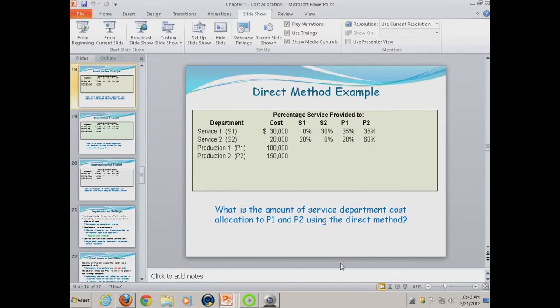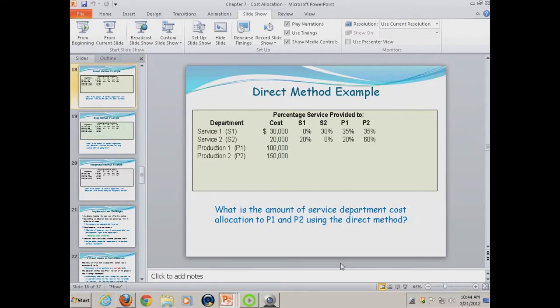So the way we do that is we have 25% of 29,000, which is 7,250, and 75% of 29,000, which is 21,750. Then you add the 10,500, and you add 100,000 and 150,000 to each one. And that's how we got 117,750 for P1 and 182,250 for P2. Any questions? All right. No questions?